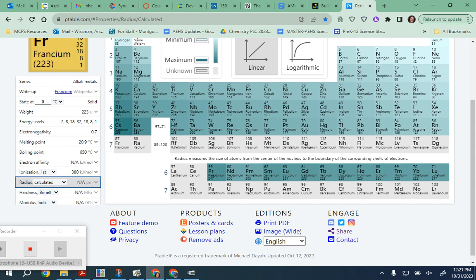And you can see that the radius decreases as we go from left to right across the table, and it increases as we go from top to bottom. Why does it decrease as we go from left to right? Why does the atom get smaller? Why does the radius get smaller?